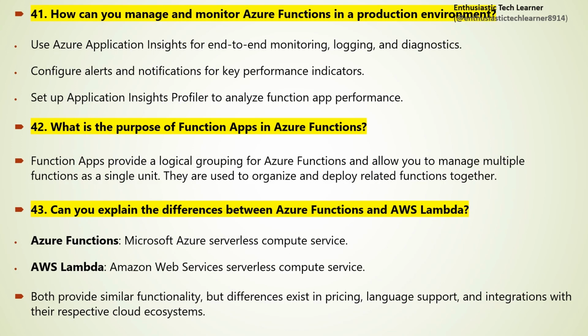How can you manage and monitor Azure Functions in a production environment? Use Azure Application Insights for end-to-end monitoring, logging, and diagnostics. Configure alerts and notifications for key performance indicators. Set up Application Insights Profiler to analyze function app performance.